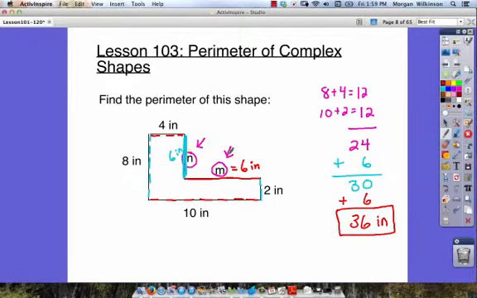It's important to read these problems carefully when we have perimeter of complex shapes to see if you have any missing values. If you have any missing values, you've got to solve for them by figuring out what the missing number needs to be with the known value to add up to what you already have. This was our only example in this lesson. We had a quick lesson.